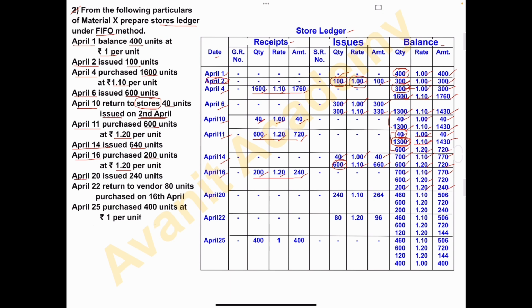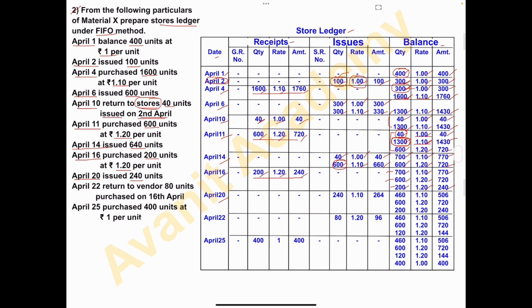Next is on April 20, issued 240 units. Write in solution April 20th, receipts column nil. So total how many units we have to issue? 240. See the balance of April 16th. We have three different stocks, that is 700 units, 600 units and 200. So total how many units we have to issue? 240.